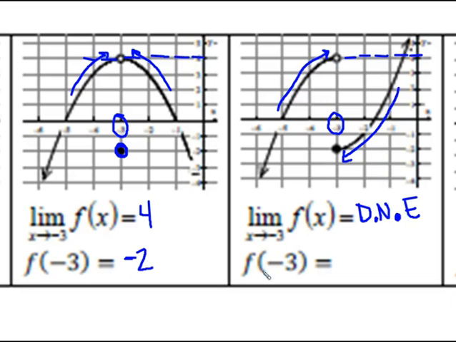But the moment we want to actually plug in -3, see where that is on our function, we can touch this value of -2. We cannot touch that value of 4. So we would say this would be -2.